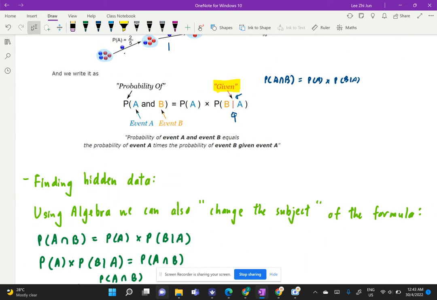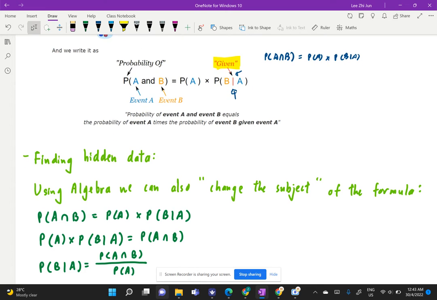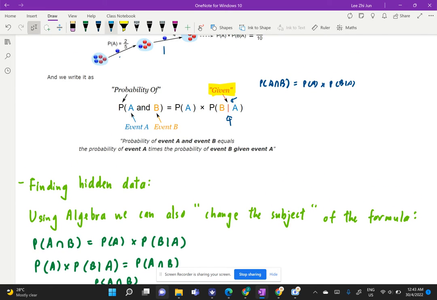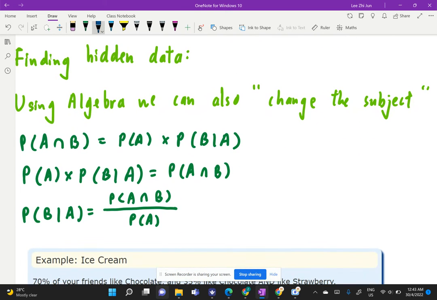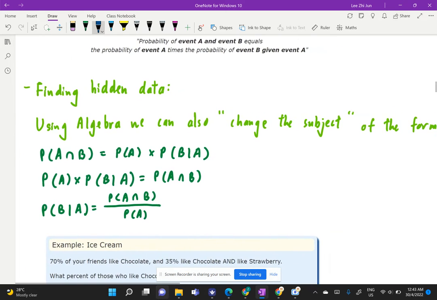Finding the hidden data. Using algebra, we can also change the subject of the formula. Just now I wrote P(A and B), which is the same as P(B and A), so P(B and A) equals P(A) times P(B|A). So P(B|A) will be P(A and B), or P(B and A), which are the same, divided by P(A).